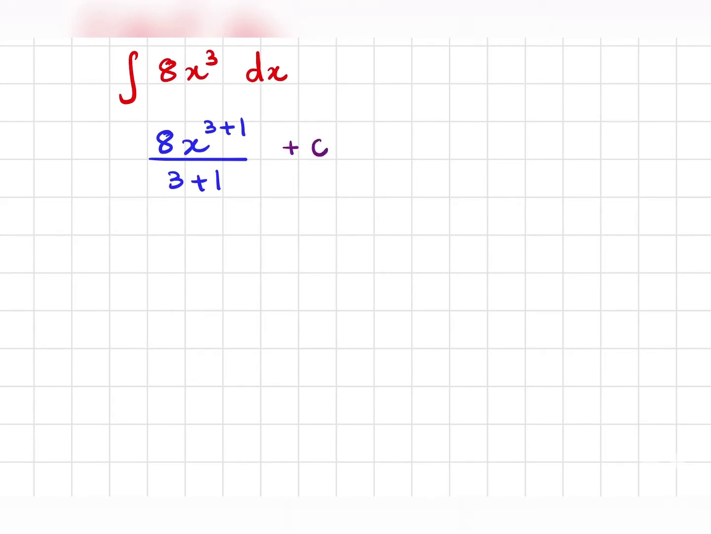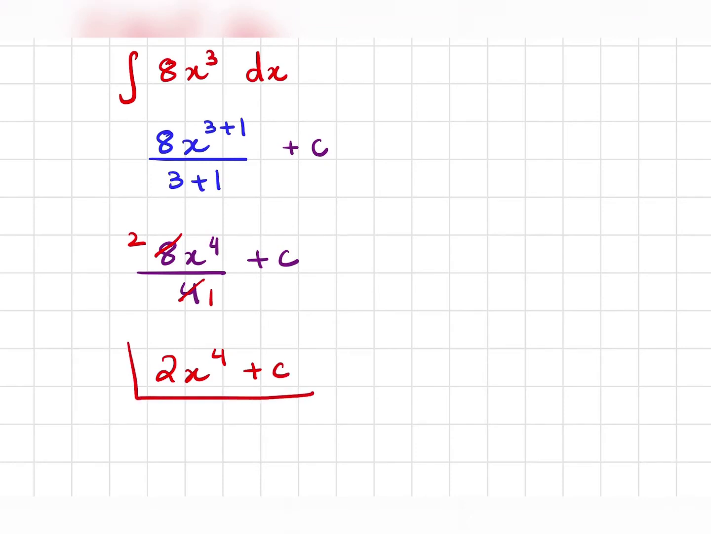Now c is the constant, okay? So we have to write this down every time we integrate. Alright, the answer will be 8x to the power of 4 divided by 4 plus c. Let's simplify and the answer is 2x to the power of 4 plus c. This is the integral of this. Okay, I hope it's clear. We'll be doing some more questions so that it's even more clear to you.